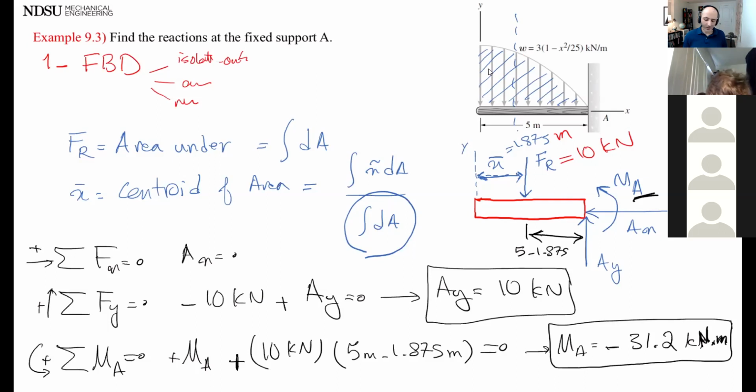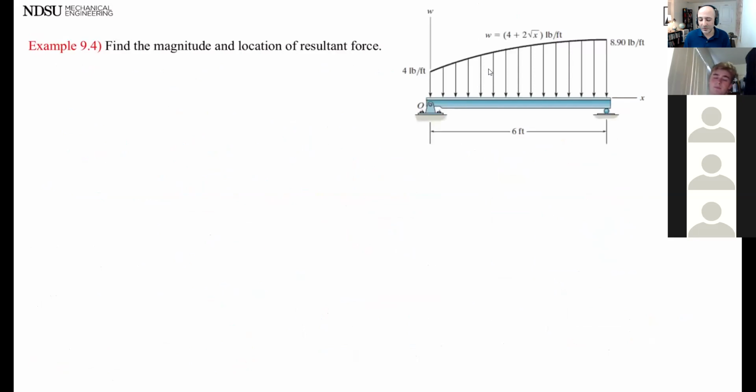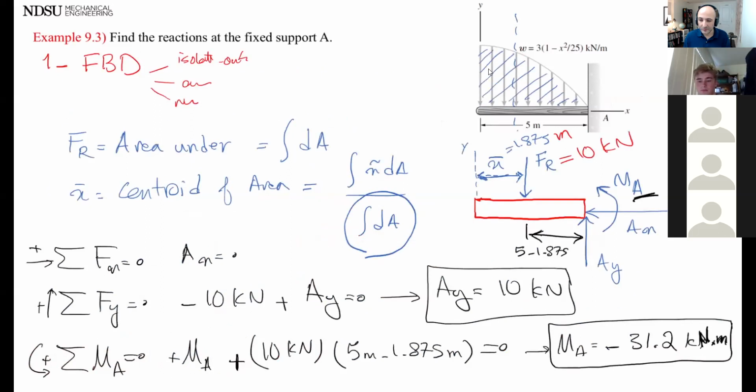Okay. Questions? So now you guys can do any distributed load, regardless if it's just a rectangle or a simple triangle, or it has any shape or any equation. I think I have another one here that we can do next time. But I want to quickly get into mentioning the second moment of inertia. Questions about this? About centroid or equations or y tilde or area or integration or anything?